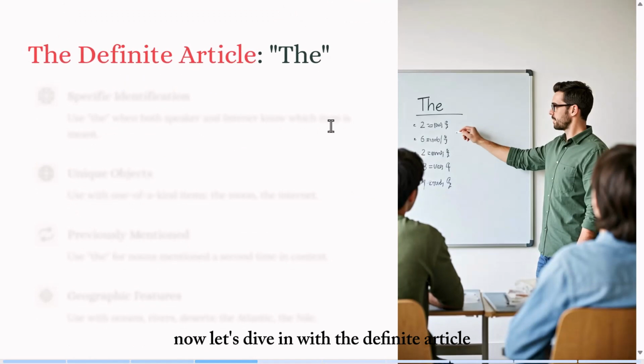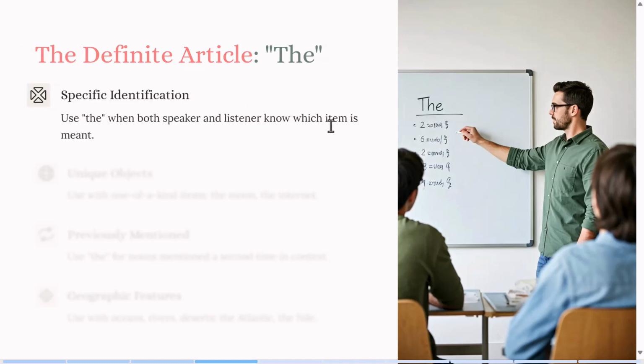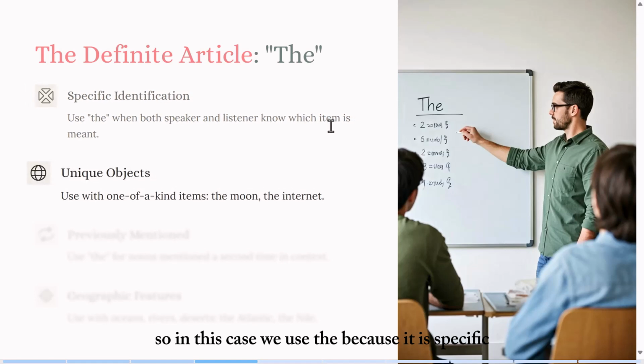Now, let's dive in with the definite article, which is the word the. We use the for specific identification, when both the listener and the speaker know which item is meant or which noun is being described. So in this case, we use the because it is specific. We use the for unique objects. Okay, for example, when the item is one of a kind, like the moon, the internet, the sun, the earth.